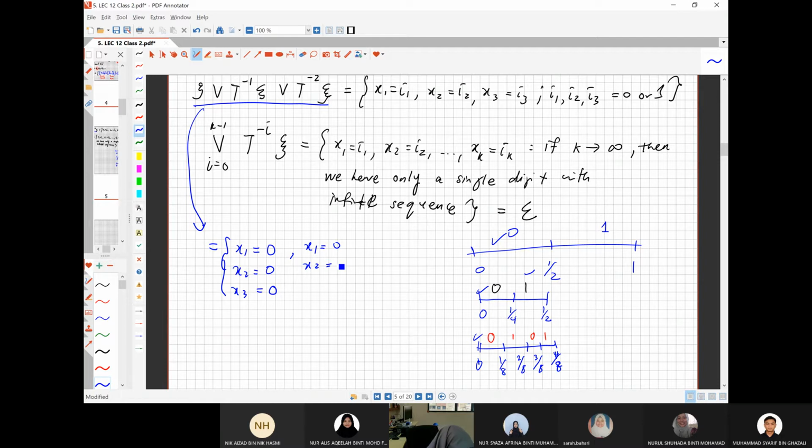So dia kena consider all. 1. x3 is 0. And then you consider 0. So you will have 3. x1 is 0, x2 is 1, x3 is 1. So this is what happens. So for this, sebab tu dia ada 1, 2 dengan 3.